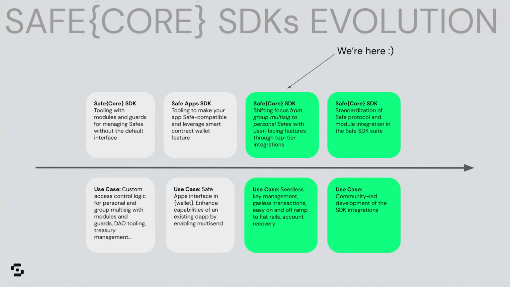At first, we could argue that the SafeCore SDK in its early days was primarily a tool for people to build on top of Safe and build custom access control logic. Originally, the SDK was tailored towards teams willing to leverage the SafeCore contract and build a custom interface or custom access control logic on top of the Safe, primarily for multi-sig use cases where people would be co-managing a treasury, typically a DAO treasury or a similar use case.